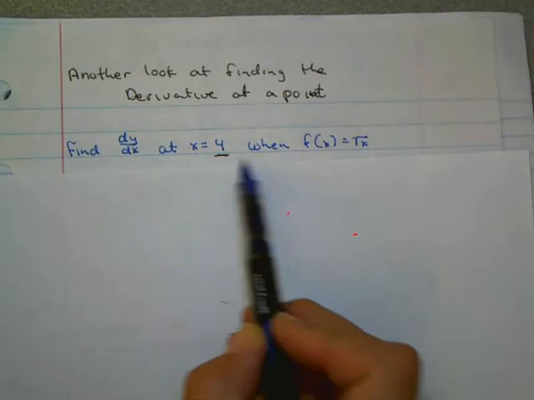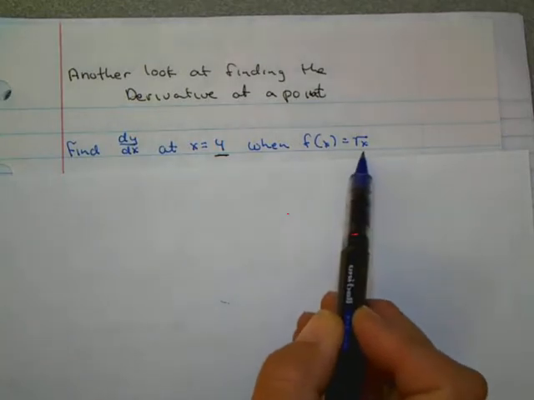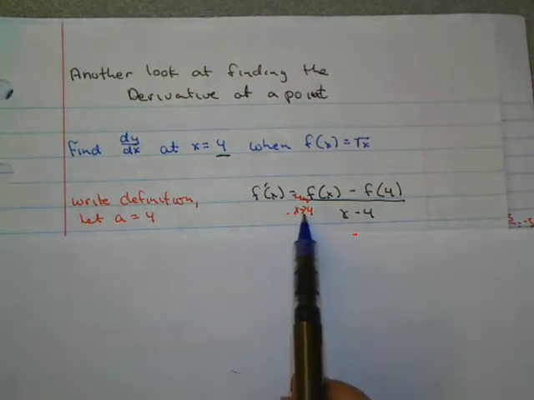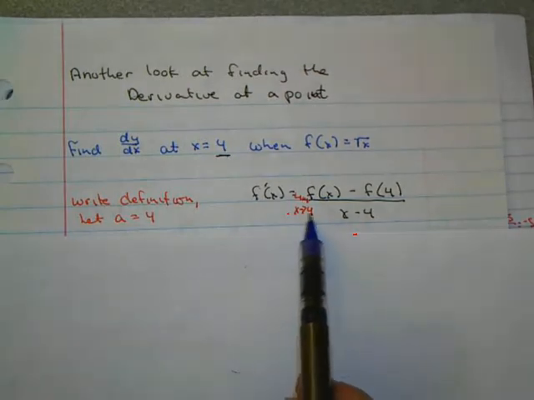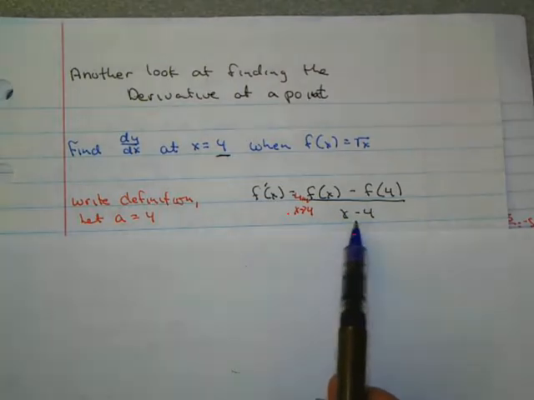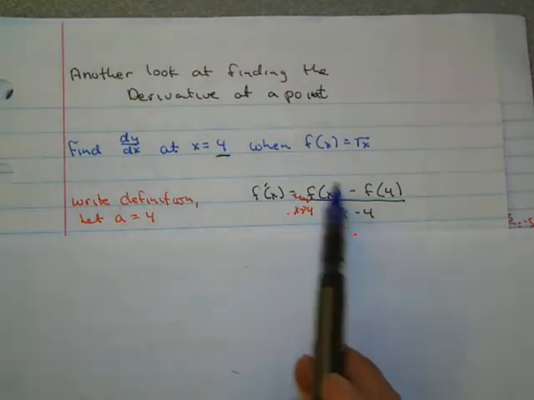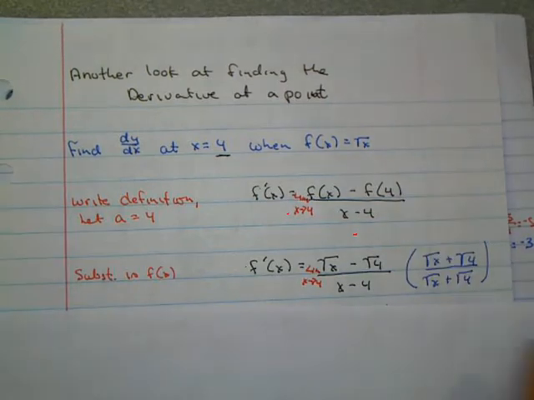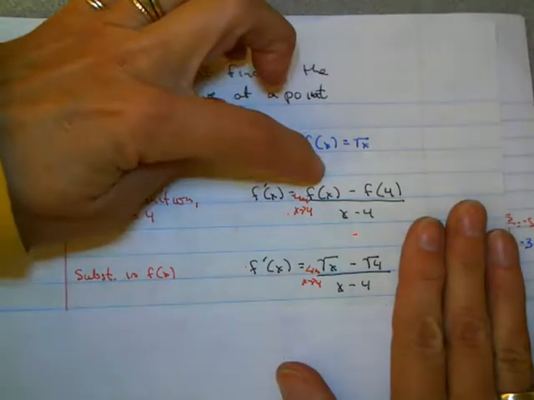So we always write our definition, and remember this is the limit as x approaches 4 of f of x minus f of 4 over x minus 4. Well, my function is square root of x. So I'm going to write it down again as the square root of x minus the square root of 4 over x minus 4, and it's the limit as x approaches 4.